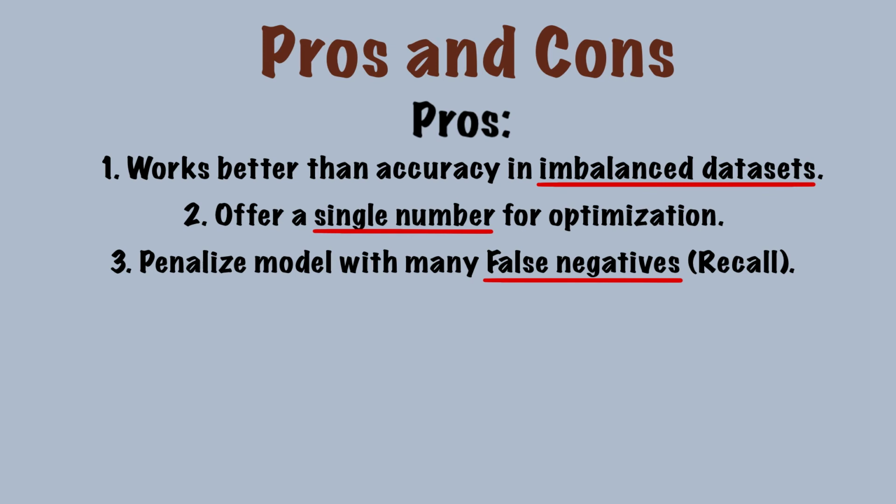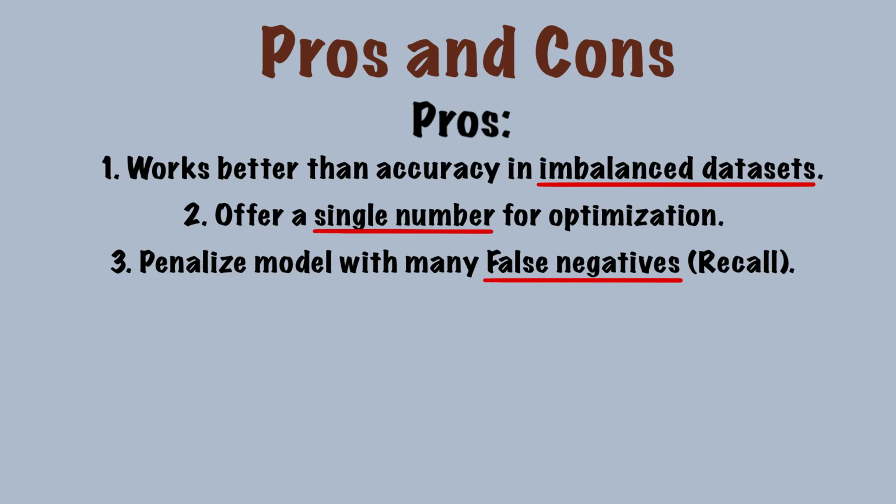Second, F1 score offers a single number for optimization, which is exceptionally useful in some situations, such as grid search. Then, F1 score penalizes model with many false negatives because recall is involved in the formula. It's important because sometimes false negative matters a lot. For example, in a cancer diagnosis, we absolutely don't want to predict people with cancer as healthy, and F1 score can reflect this issue properly. That's the main advantage of F1 score.